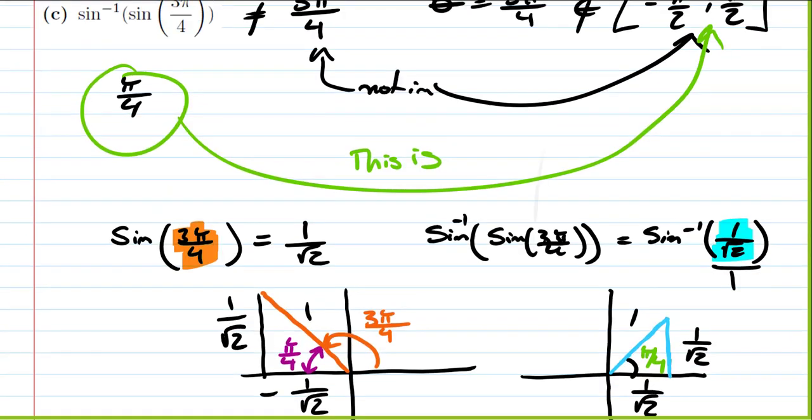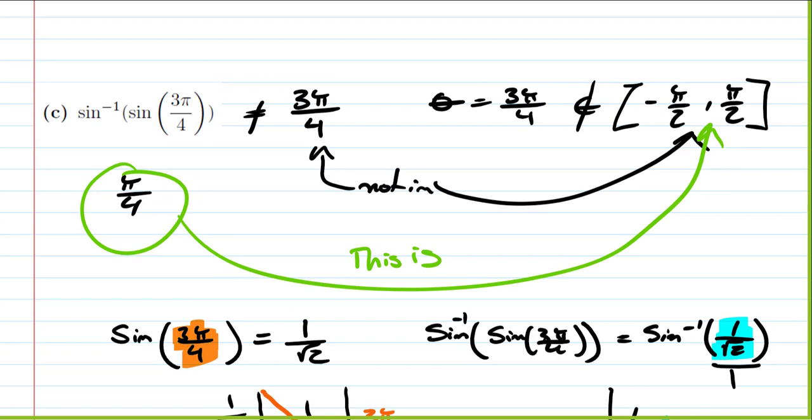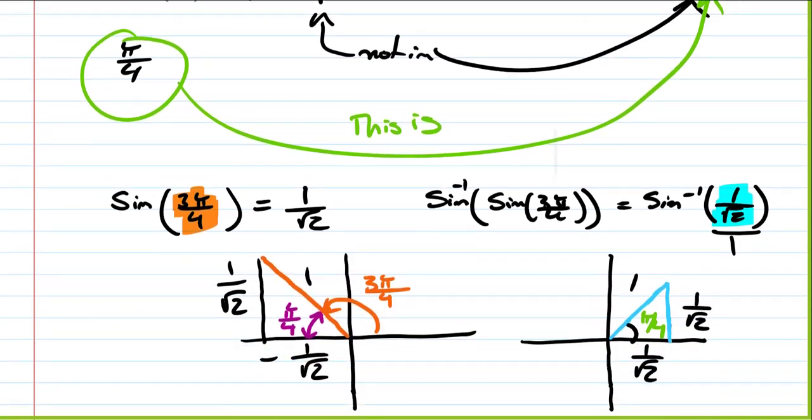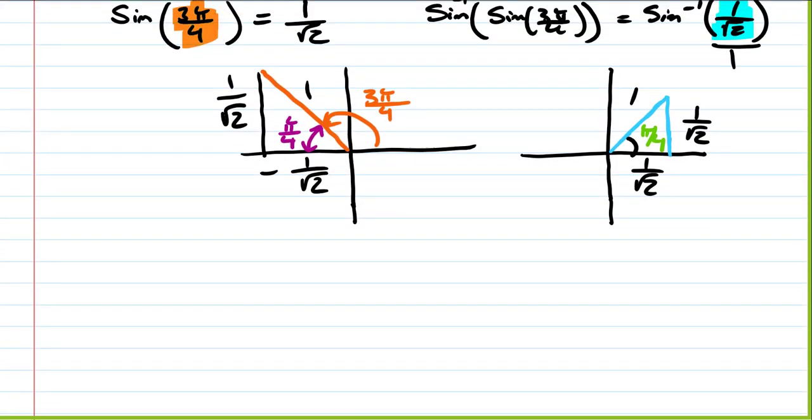And we have to be careful, because it's really tempting to just want to go, oh, they cancel and I get 3 pi over 4. But we're going to have to be careful and make sure that we are only getting values in the appropriate intervals.